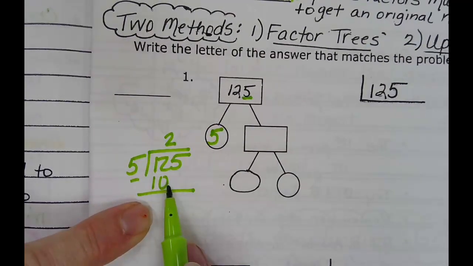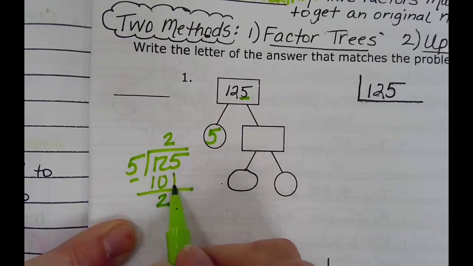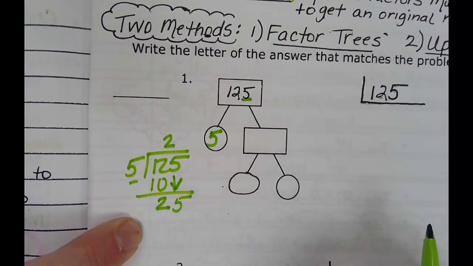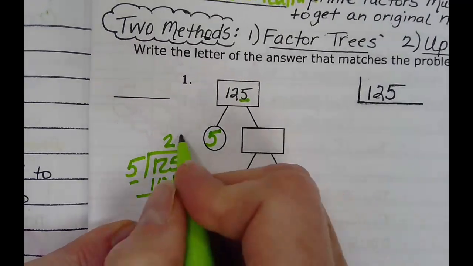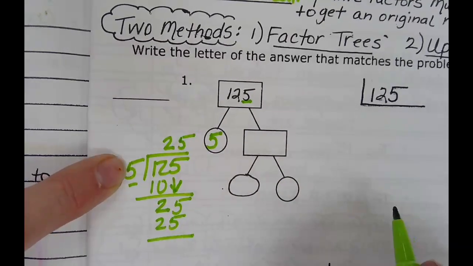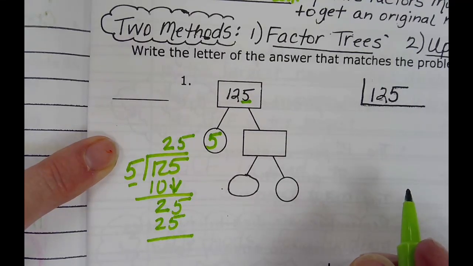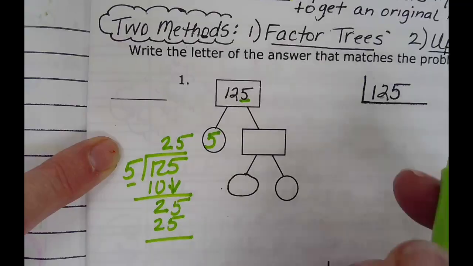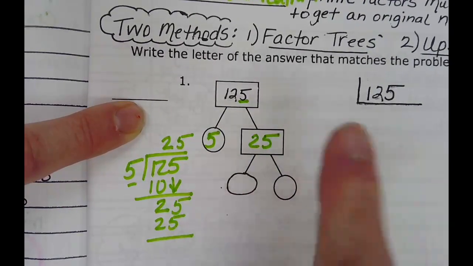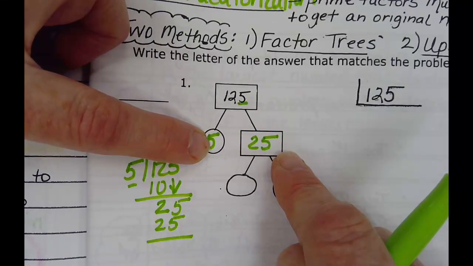Take away 10 from 12. What's left? 2. Now what? Bring down the 5. How many 5s are in 25? 5. So 5 times 5 is 25. So I go back to the question. 5 times what number is 125? 25. I put the 25 in this because I'm putting only prime numbers in the circles.